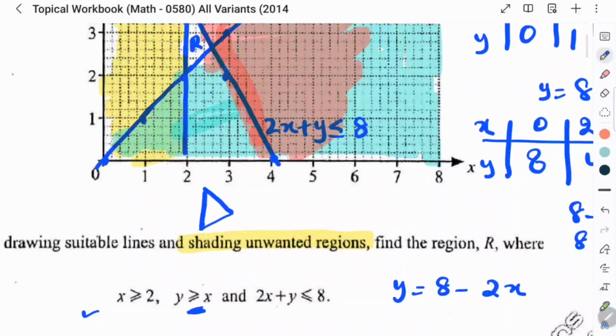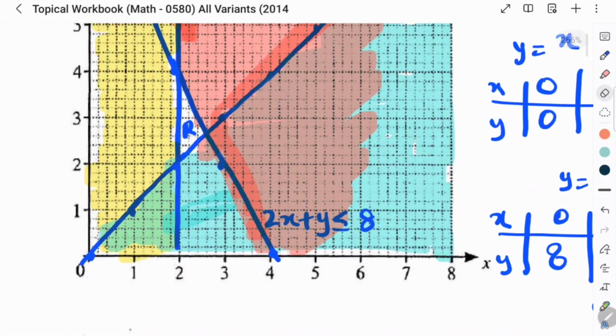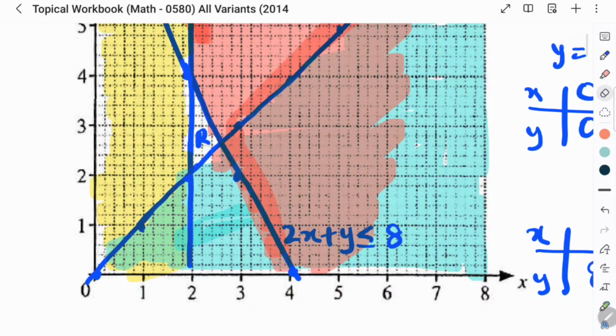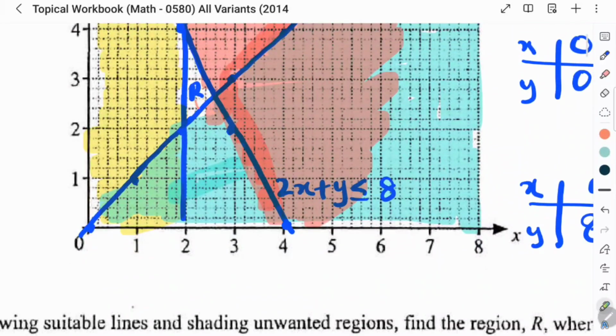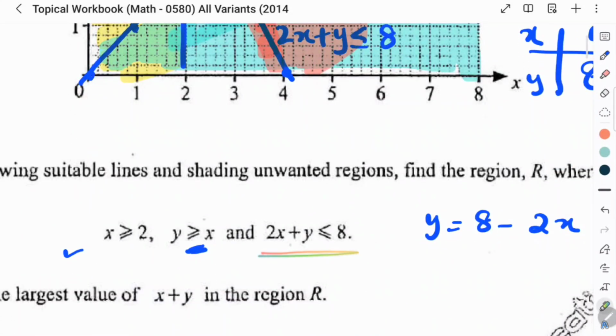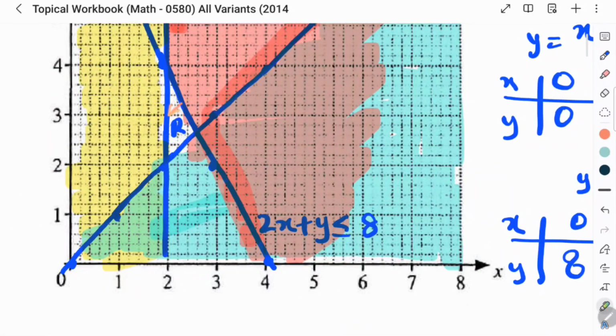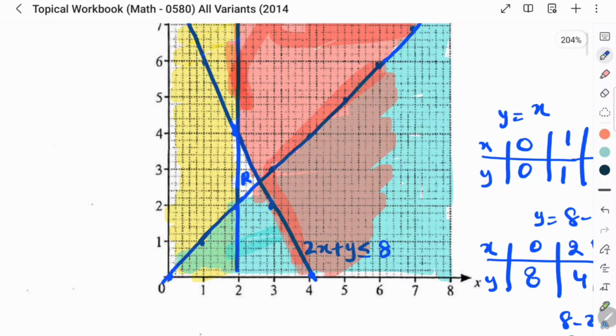This is x is greater than or equal to 2. Y is less than or equal to... this one was y is greater than or equal to x, and the last line also. So you can check the region as well. I can show you in this diagram. Your region is there. The right side is greater, so it's correct. Y is greater than or equal to x. This line, it's greater than or equal to x, and this one is less than or equal to 8. You just check the place wherever your line is coming in the region. You don't need to check the whole line. Alright, so this was the shading done.